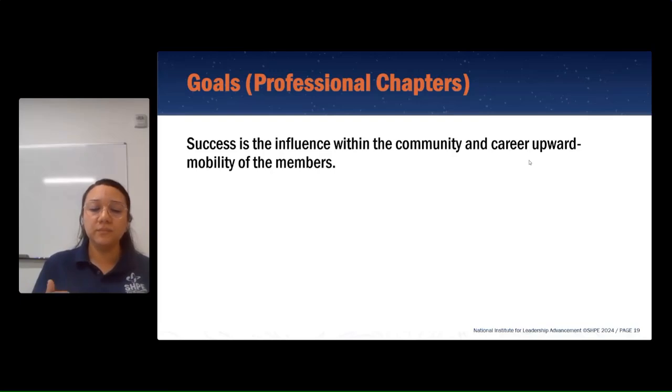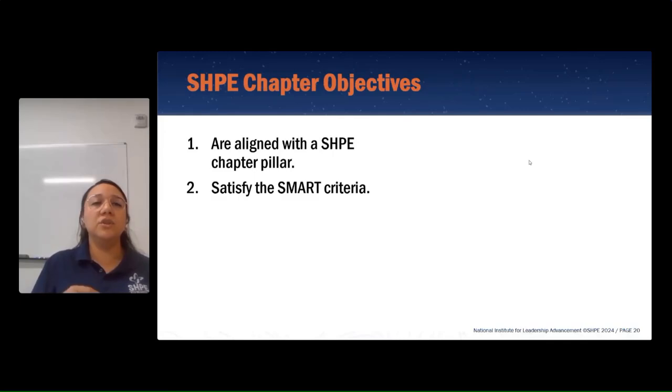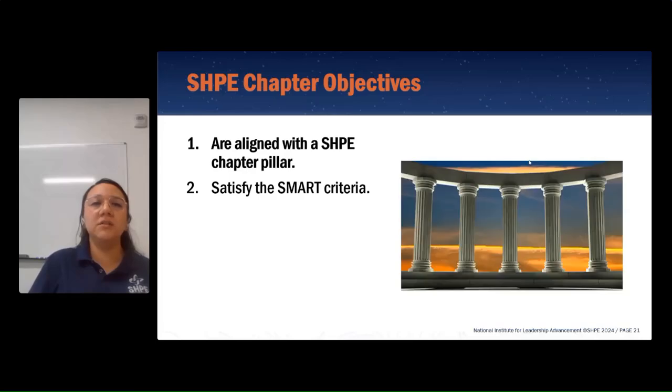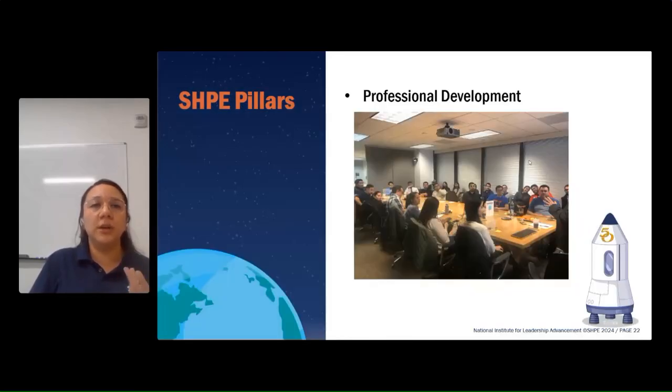So within each goal, we also want to keep in mind the SHIP chapter objectives. So being able to align your chapter schedule with the SHIP chapter pillars, as well as the SMART criteria. So what are the chapter pillars? For professional chapters, our chapter pillars start with professional development.